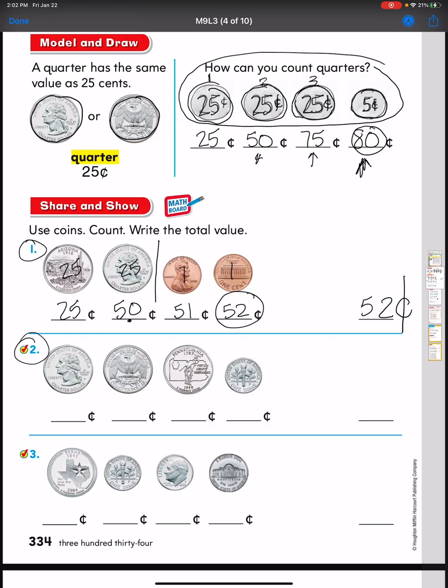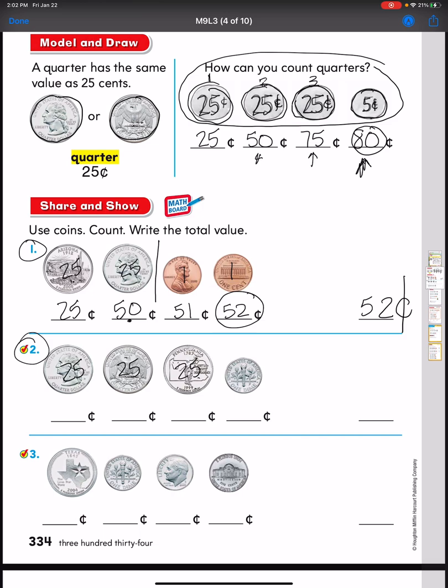Look at number 2. This is a quarter, it's worth 25. This is a quarter, it's worth 25. And this is a quarter, it's worth 25. Notice how the tails on these quarters all look a little bit different. So they're special quarters and they have states on the back of them, like this one is Arizona and this one is Pennsylvania. Those are still quarters, and those are still the tails of the quarter.